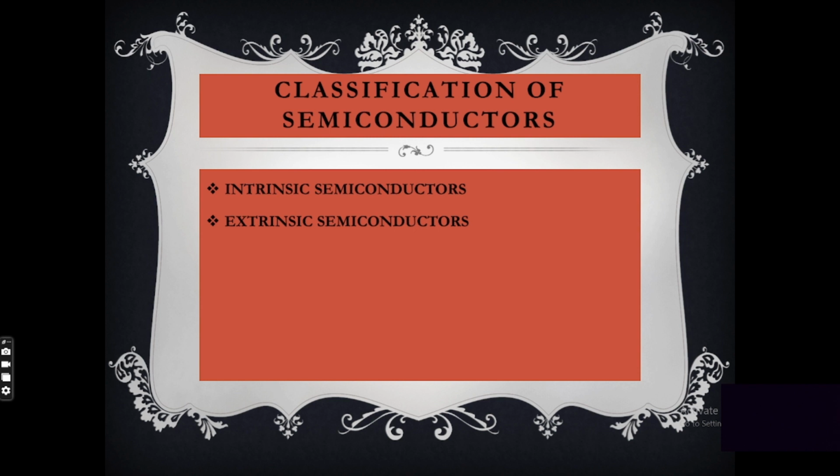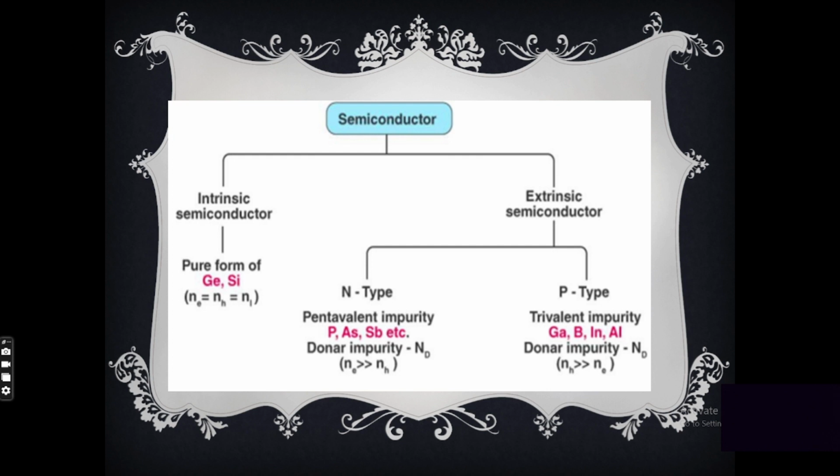Coming to the classification of semiconductors, we already know the band gap is very small. So it is easy, when external energy is applied, to move the electrons from the valence band to the conduction band for the conductivity process. It is divided into two: intrinsic semiconductor and extrinsic semiconductor. Intrinsic semiconductor is nothing but the pure form, of germanium or silicon, and here the density of electrons is equal to the density of holes. The extrinsic semiconductor is of two types, N-type and P-type.